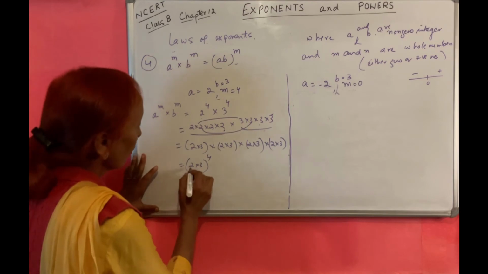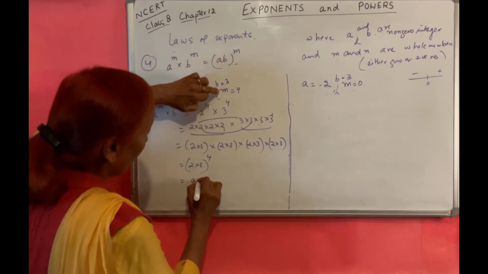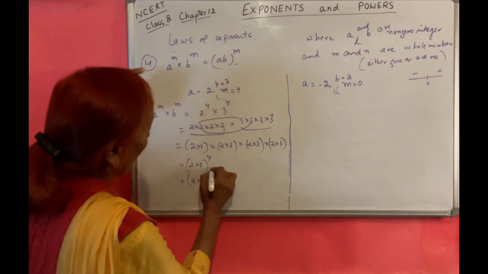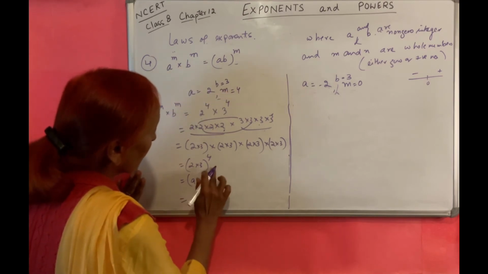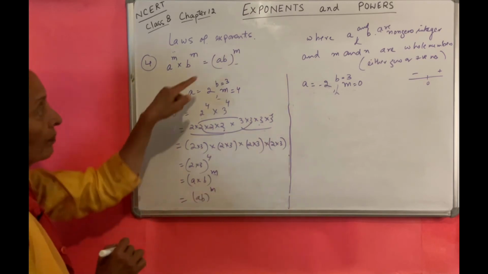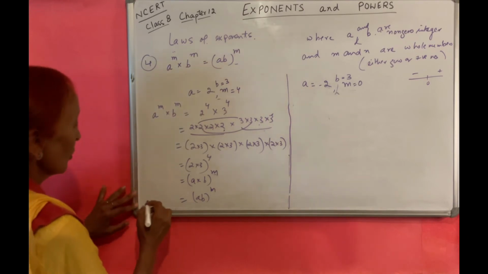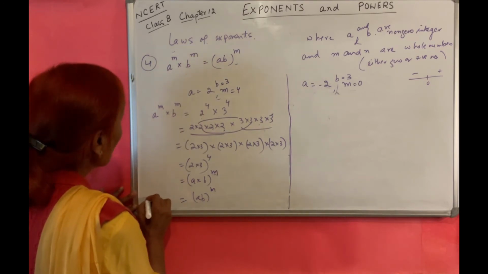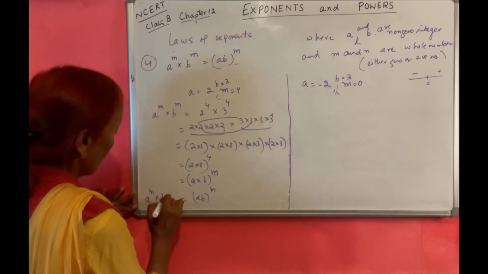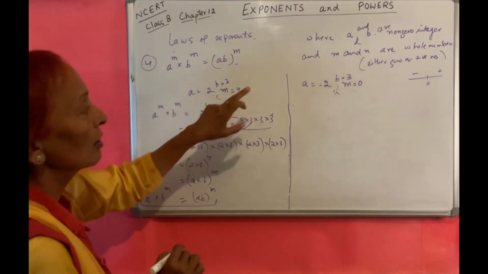What is 2? 2 is A. What is 3? B. What is 4? M. So this is nothing but AB raised to power m. This is what we were to prove. So we started with this and reached here. So this law holds true for these values.